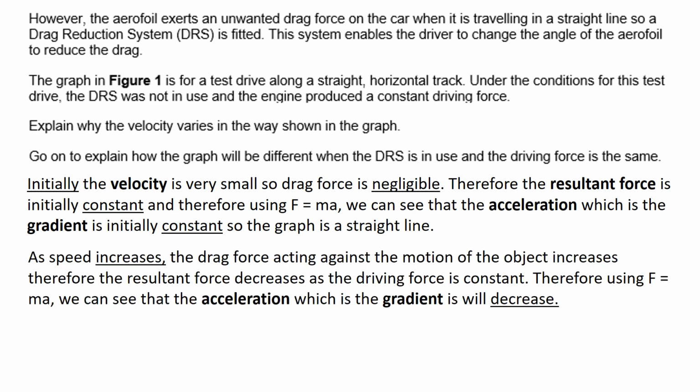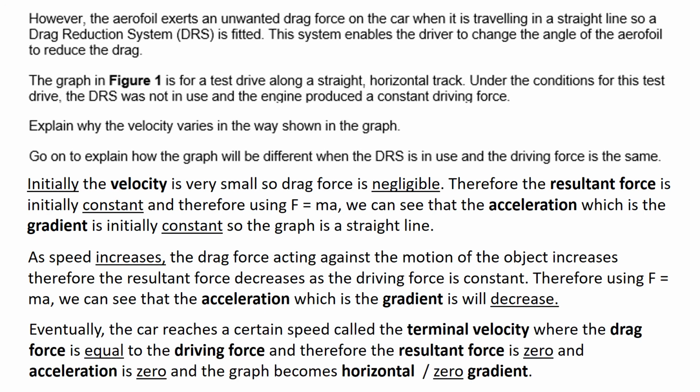The next section of the graph, we can see the gradient is decreasing. The reason for that is drag force increases as speed increases, so the resultant force decreases, causing the acceleration to decrease. That's why the gradient decreases. And eventually the gradient becomes 0 because drag force is equal to the driving force, resultant force is 0, and therefore the acceleration is 0. So that fully explains how the velocity changes from the graph. So we've done this part of the question.